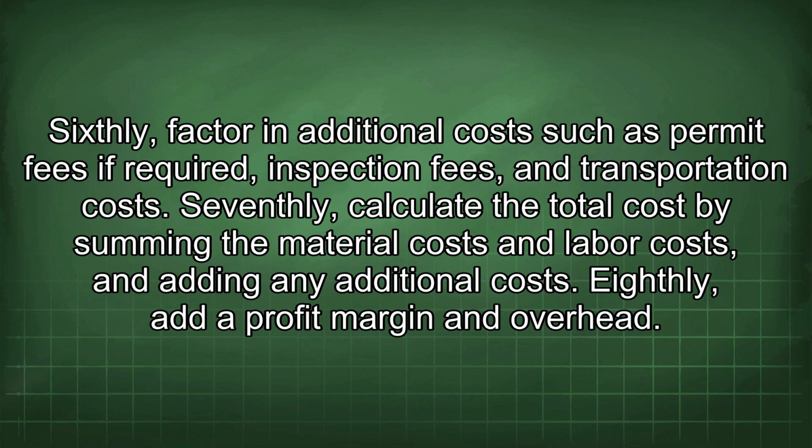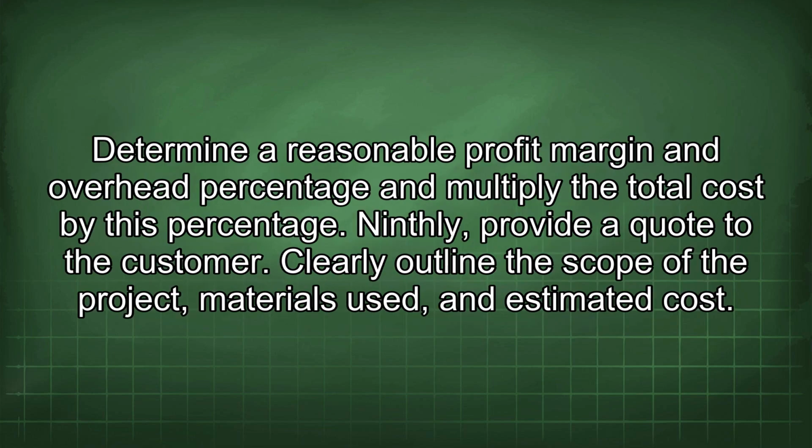Sixthly, factor in additional costs such as permit fees if required, inspection fees, and transportation costs. Seventhly, calculate the total cost by summing the material costs and labor costs and adding any additional costs. Eighthly, add a profit margin and overhead. Determine a reasonable profit margin and overhead percentage and multiply the total cost by this percentage.